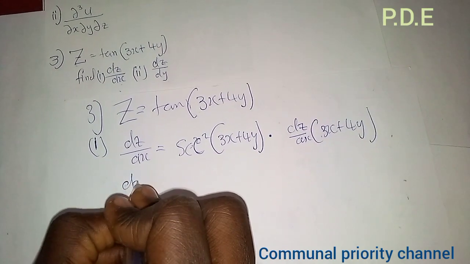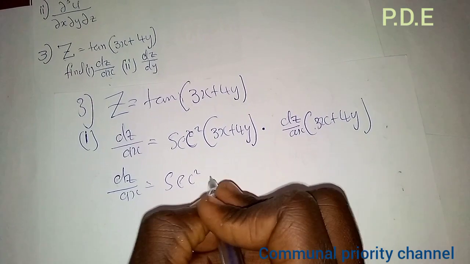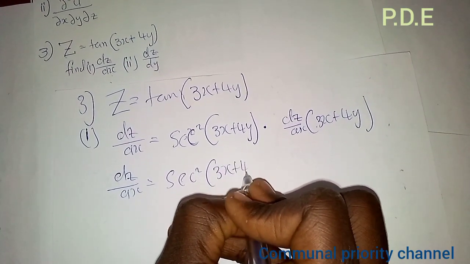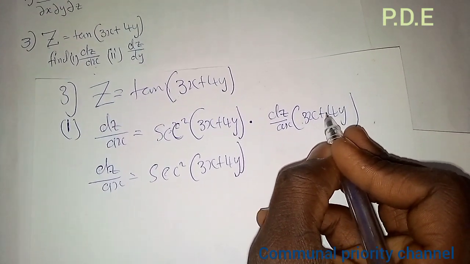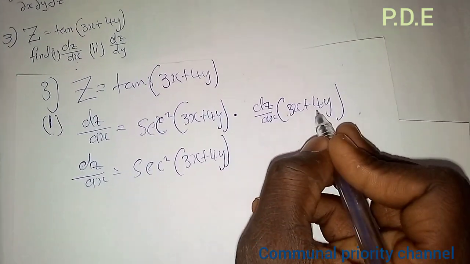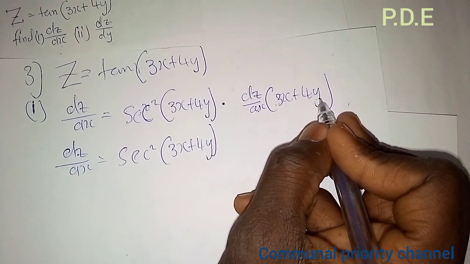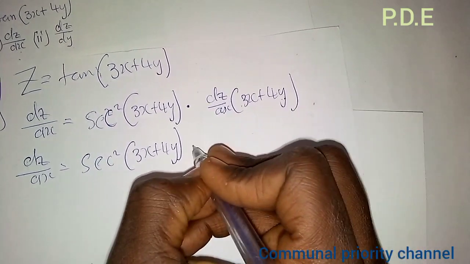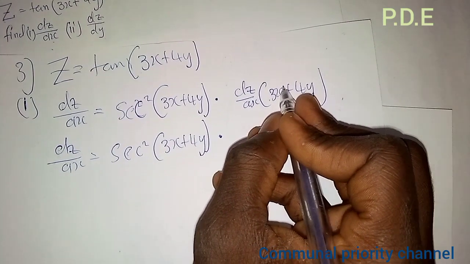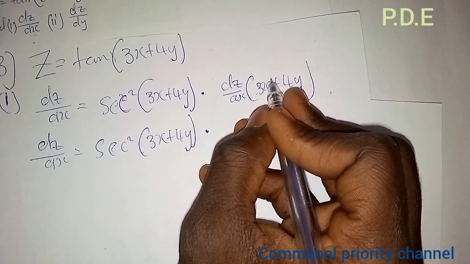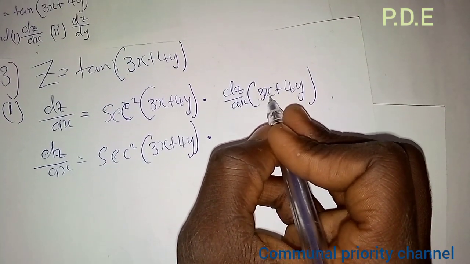So now our dz over dx will be equal to what? We have our sec square (3x + 4y). Now the differentiation of 3x + 4y in respect to x. First of all, 4y is going to be 0 because we are differentiating in respect to x, and 4y has nothing to do with x. Then the differentiation of 3x is 3, because we subtract 1 from the power of x, so x goes to the power of 0, which is 1. Therefore, 3 multiplied by 1 is equal to 3.